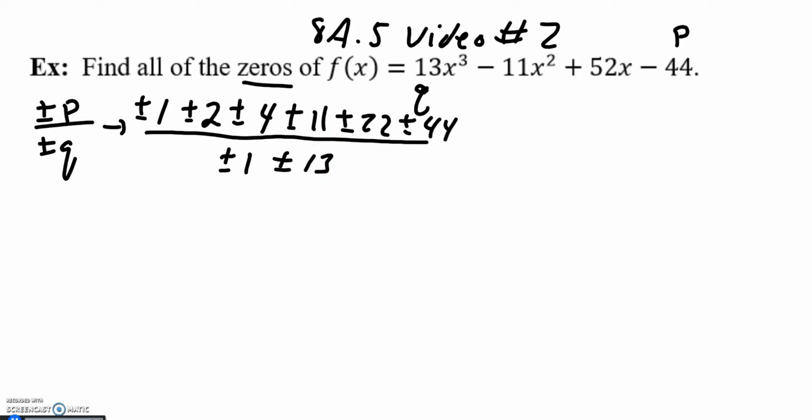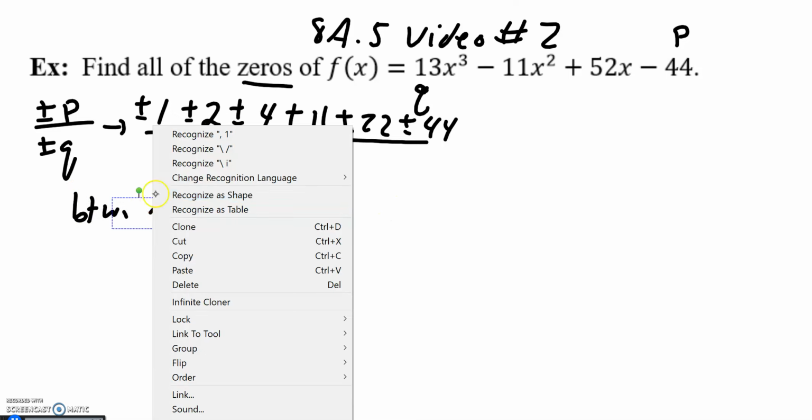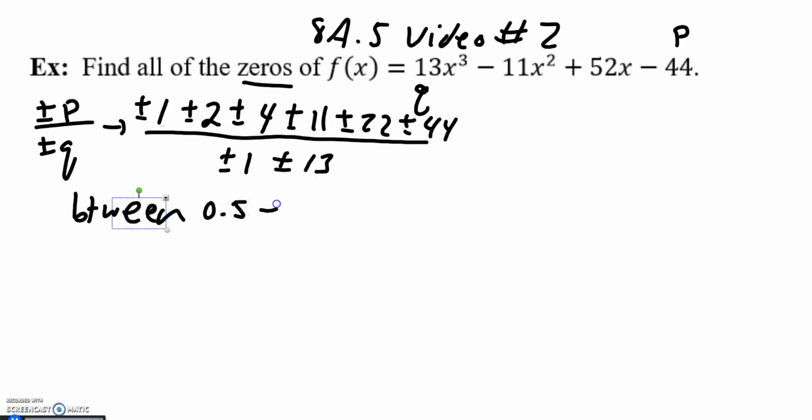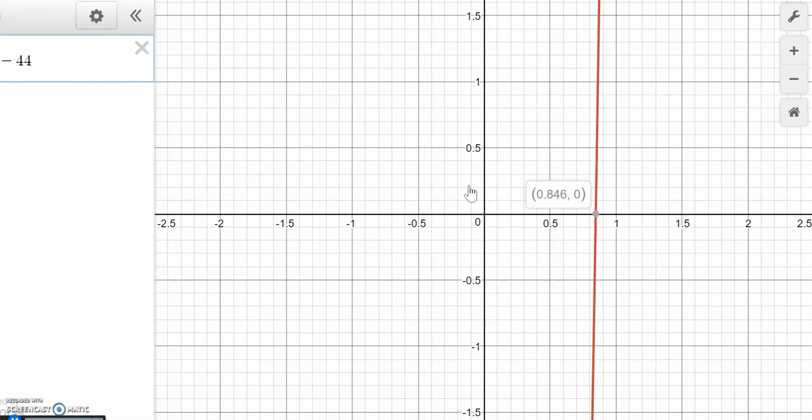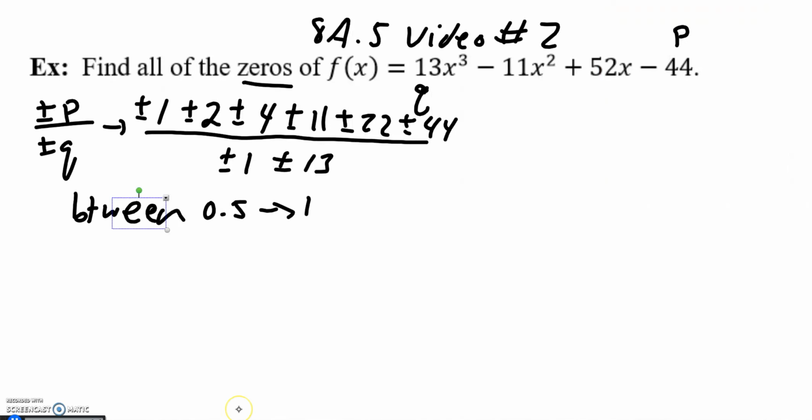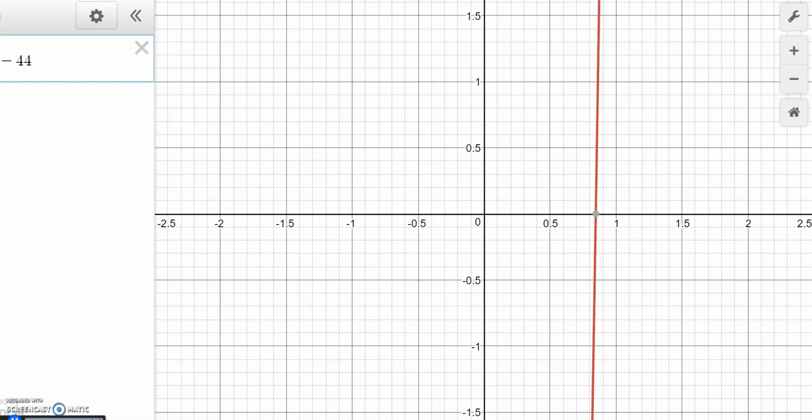Let's check this. If I do 1 divided by 13, that's 0.07. That's too small because we want an answer between 0.5 and 1, according to my graph. Let me look back just in case. Yes, somewhere between 0.5 and 1. So if I take 2 divided by 13, I get 0.15, closer, but not quite. 4 divided by 13 is 0.3, not quite there. 11 divided by 13 is 0.846 and on. If I do 22 divided by 13, my answer is above 1. So this has to be it. This has to be the root that is depicted here on my graph. So this is my one rational root.